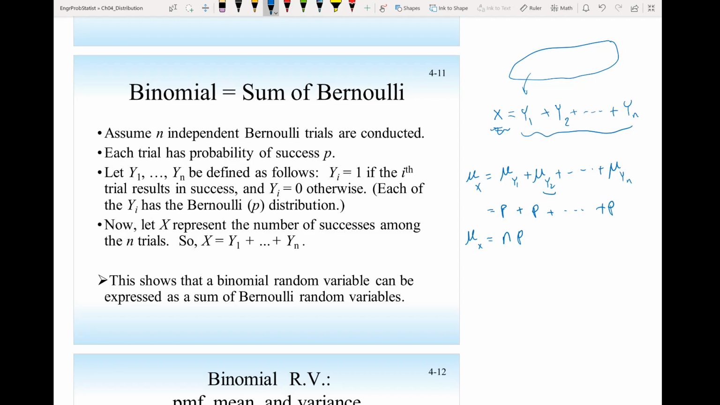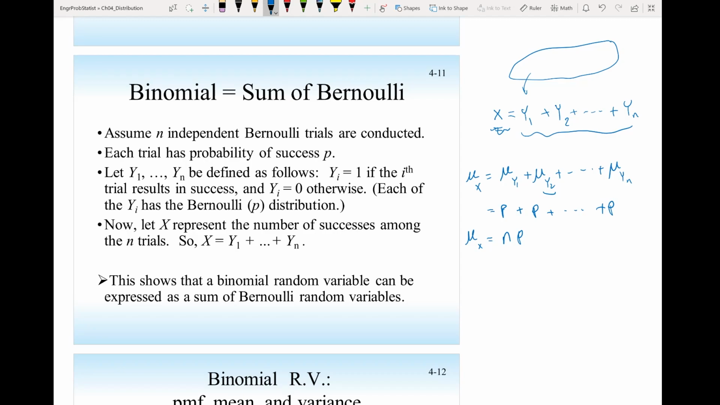So if I am picking 100 items from a population with probability 0.1 failure, then the mean, the average in the 100 I pick, will be 100 times 0.1 is 10. So the average of failure will be 10 items out of the 100, and that's the mean.